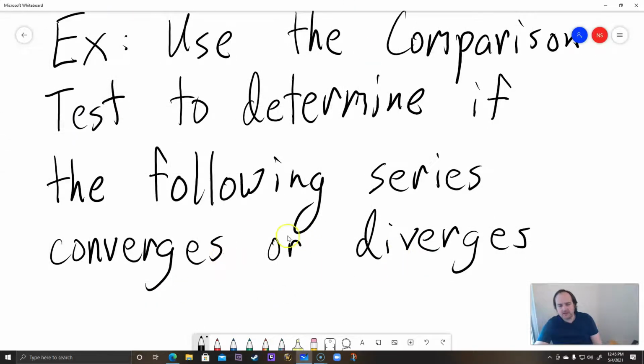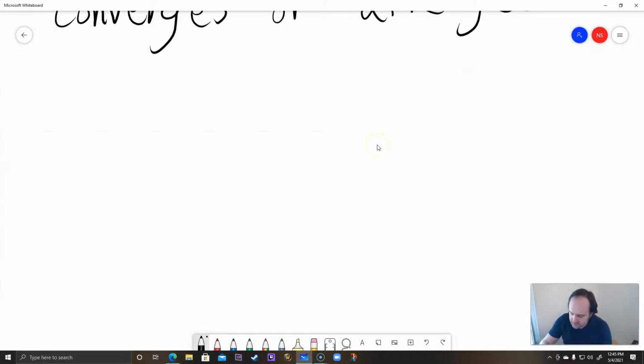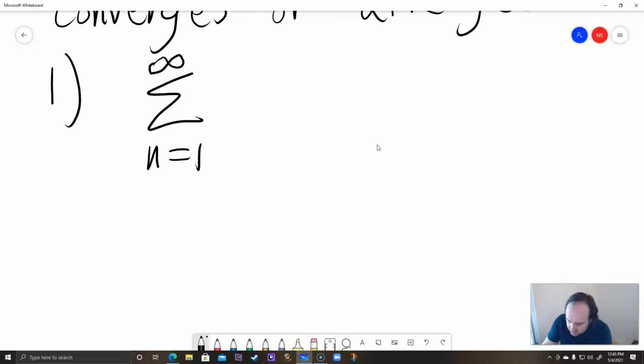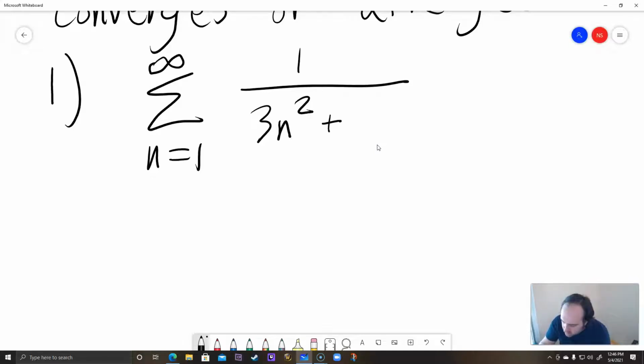Okay, and they're not asking us for what it converges or diverges to, they're just asking whether it converges or diverges. And for our first example, example number 1, we're going to be looking at the sum from n equals 1 to infinity of 1 over 3n squared plus 25.